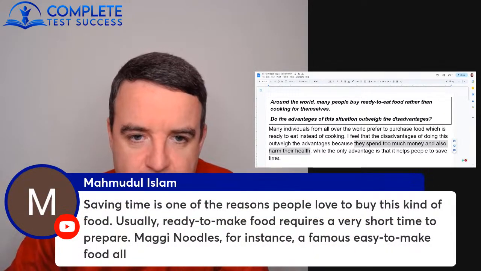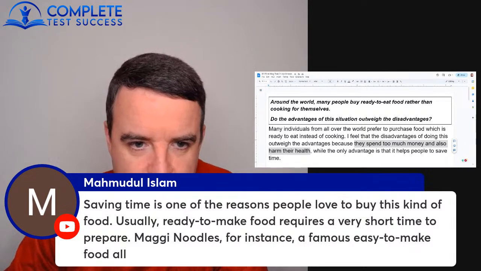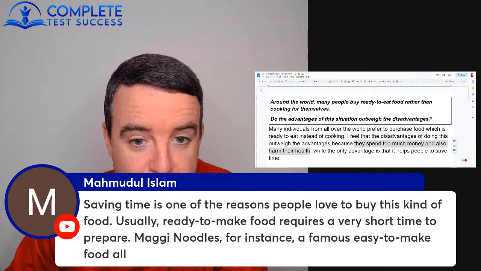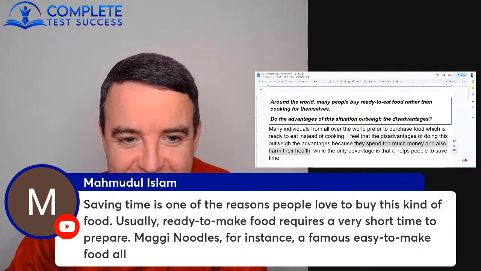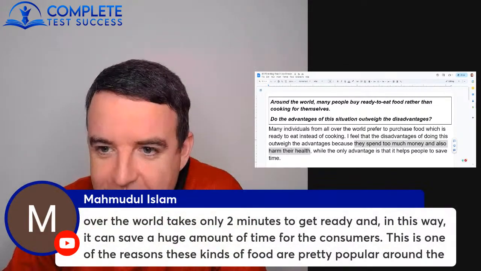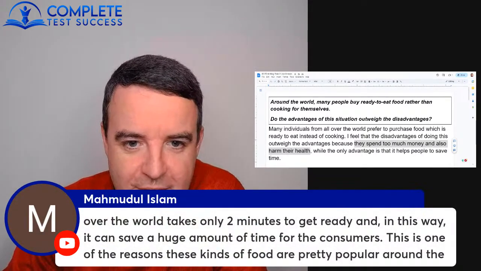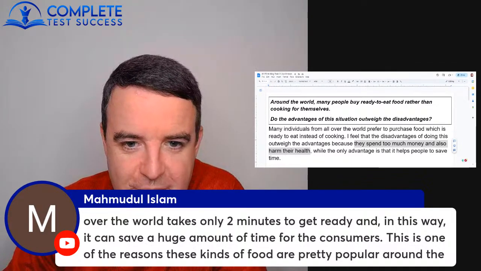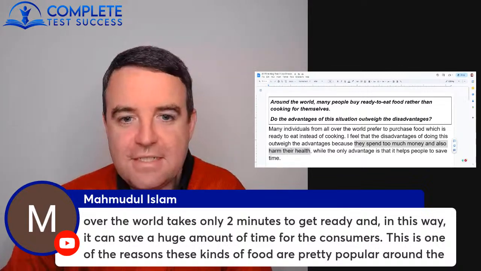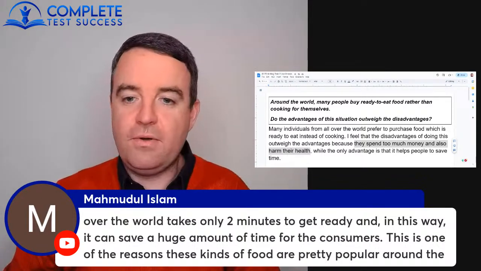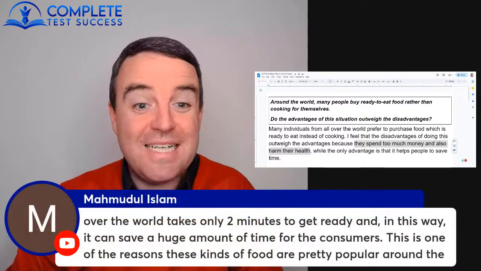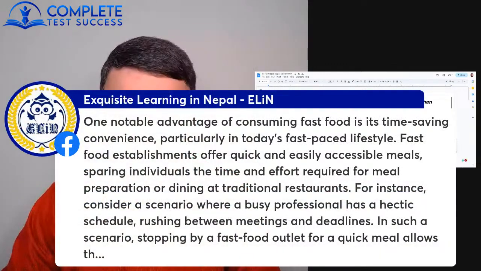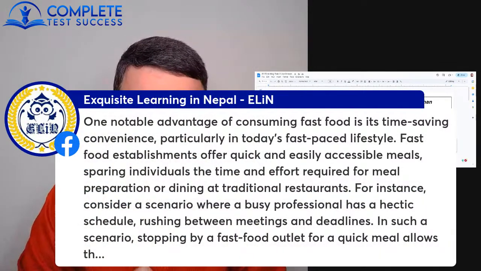Mahamadul, saving time is one of the reasons people love to buy this kind of food. Usually ready-made food requires a very short time to prepare. Maggi noodles, for instance, a famous easy-to-make food all over the world, takes only 2 minutes to get ready. And in this way, it can save a huge amount of time for the consumers. This is one of the reasons these kinds of food are pretty popular around the world these days. The word pretty is informal, so we would need to remove that. But yeah, overall, very, very good. Good old Maggi noodles.